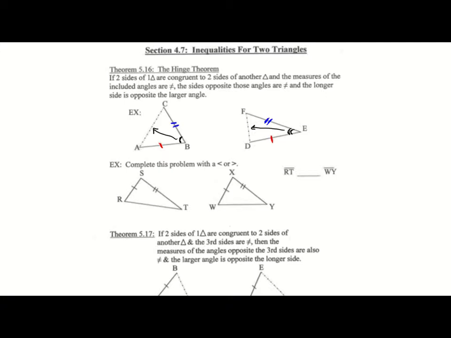And we also know that whichever angle is larger, angle B or angle E, is going to have the longer side. So this means that side AC is going to be larger than FD, and this side will be smaller.